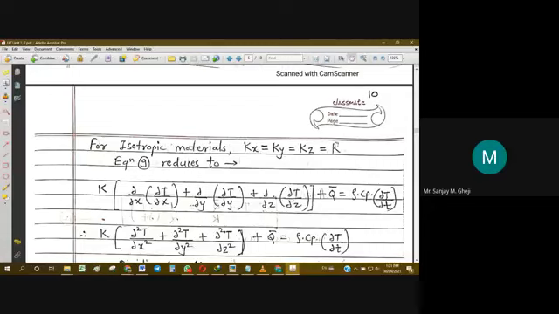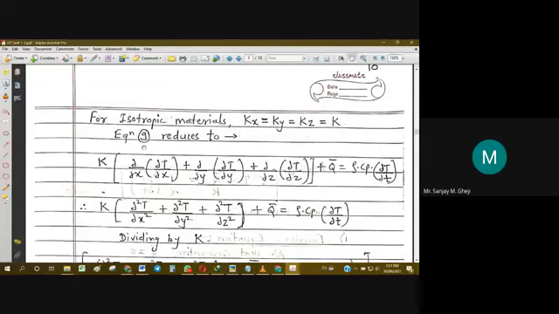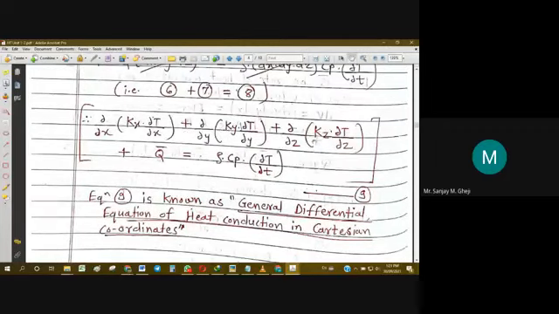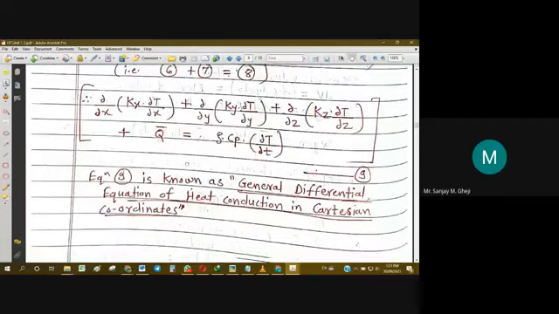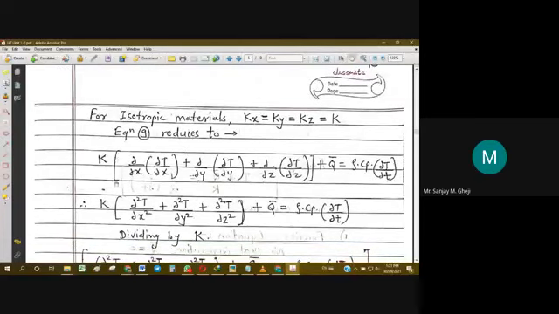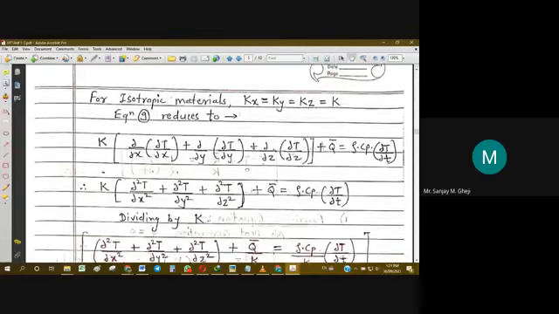So we can replace kx, ky, and kz by a single variable k, all equal to k. In equation 9, if we put a single term k for kx, ky, and kz, k will be common and will be taken out, and it will be constant. So k is taken out of the differential equation, and equation 9 reduces to this form. So k into the bracket of this differential plus q bar equal to rho cp ∂T/∂t.